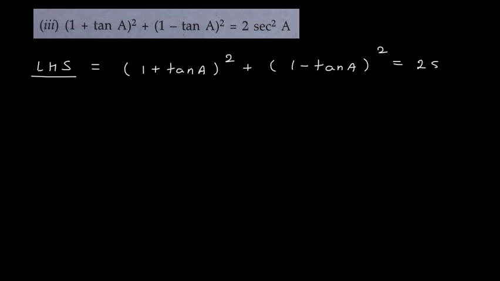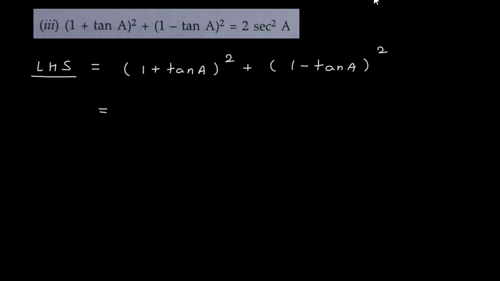Now the third problem, we have to prove that (1 plus tan a) the whole square plus (1 minus tan a) the whole square is equal to 2 sec square a. That we have to prove. So this is our LHS we have written. The right hand side is very simple, 2 sec square a. So what we do here, 1 plus tan square a.